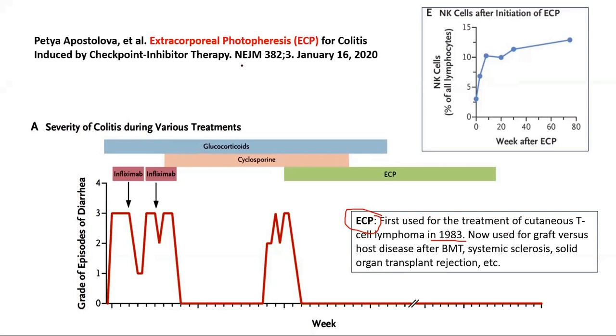Again, this case was published in the New England Journal of Medicine in January of 2020. The patient failed infliximab, failed glucocorticoids, failed cyclosporine. And when they used ECP, the patient seemed to have responded very nicely.